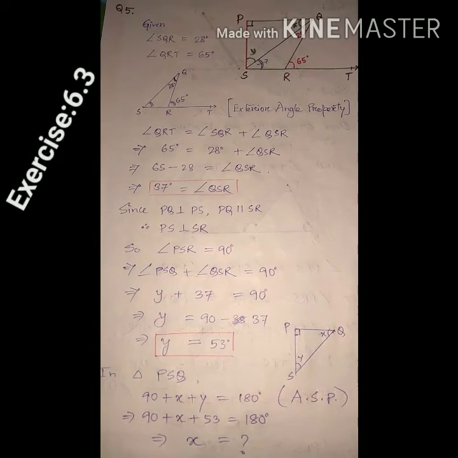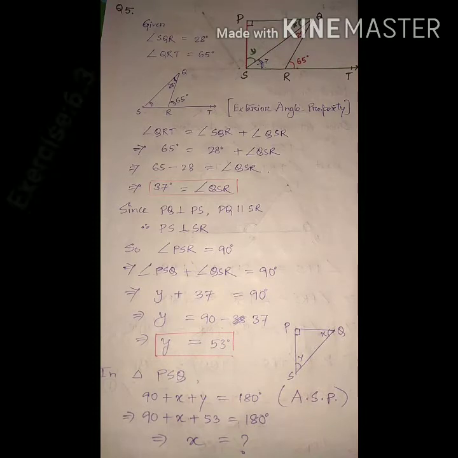In this question, it is already given that PQ and ST are parallel, and PS is perpendicular to these two parallel lines. With respect to this, some angles are also given, like angle SQR and angle QRT. Now our task is to find the value of X and Y. Since it is perpendicular, we already know this angle is 90 degrees.